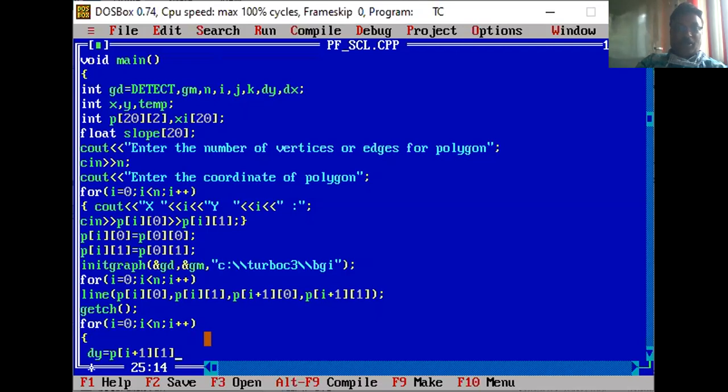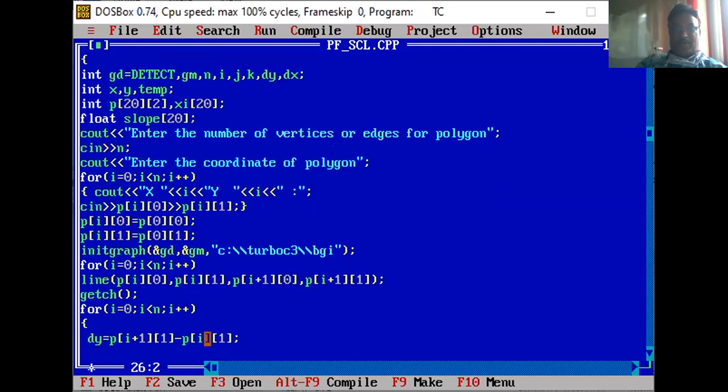So this is all my y coordinates. So this is my y2. Suppose I say p of I plus 1 is y2, so p of I becomes my y1. So dy is what? y1 minus y2. Understood? Same for dx. आता मला dx काढायचं.